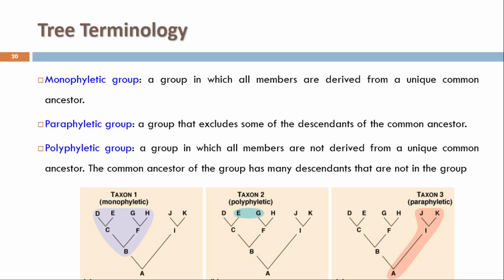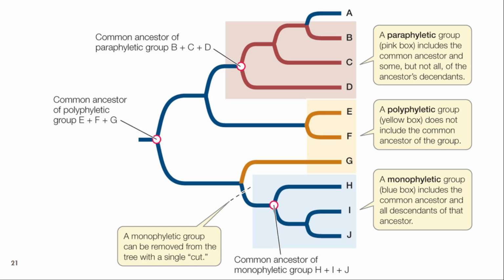A polyphyletic group is a group in which all members are not derived from a unique common ancestor. Here you see that E is derived from C and G is derived from F. So all the descendants do not originate from a unique common ancestor. Here you can see the ancestor of E is C and the ancestor of G is F. So such a group is known as a polyphyletic group. The common ancestor of the group has many descendants that are not in the group.